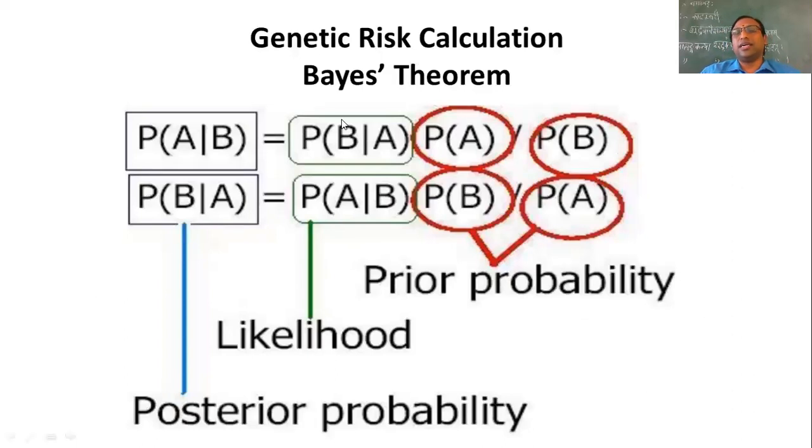You can find the genetic risk calculation by Bayes theorem. So it is basically the posterior probability. P of A given B equals P of B given A times P of A divided by P of B. This is the likelihood and this is the prior probability. Based on the calculation by Bayes theorem, by the statistical method, you can come to a conclusion that this can be the chance, or this might be the chance, that the particular baby is going to get the particular disease or not.